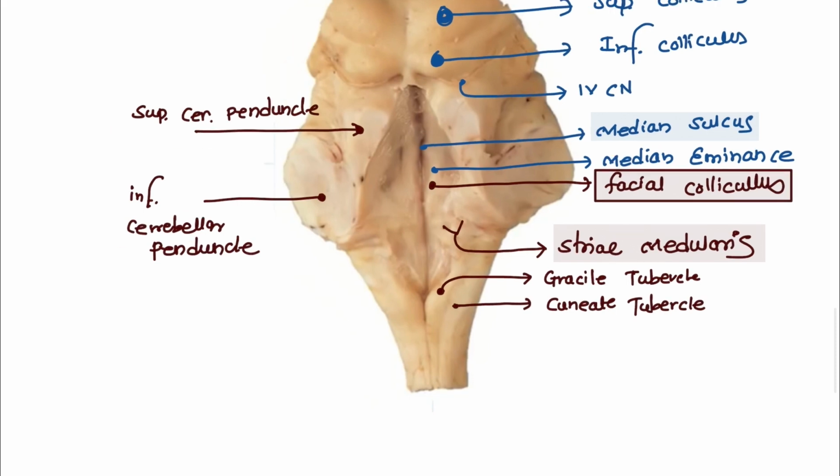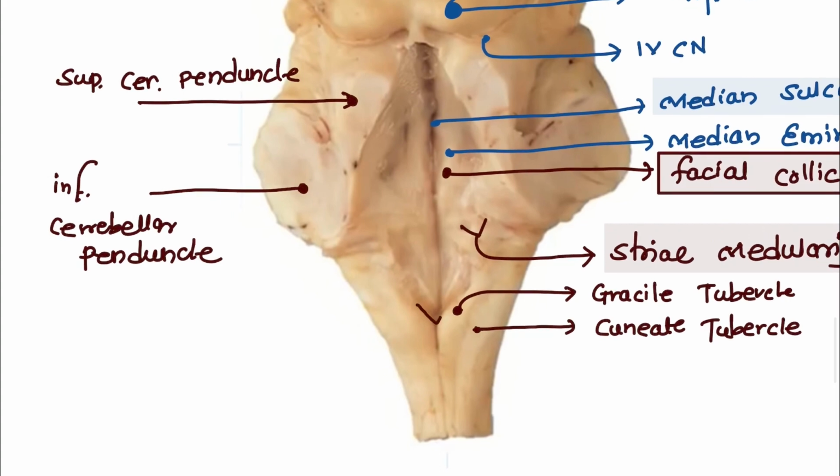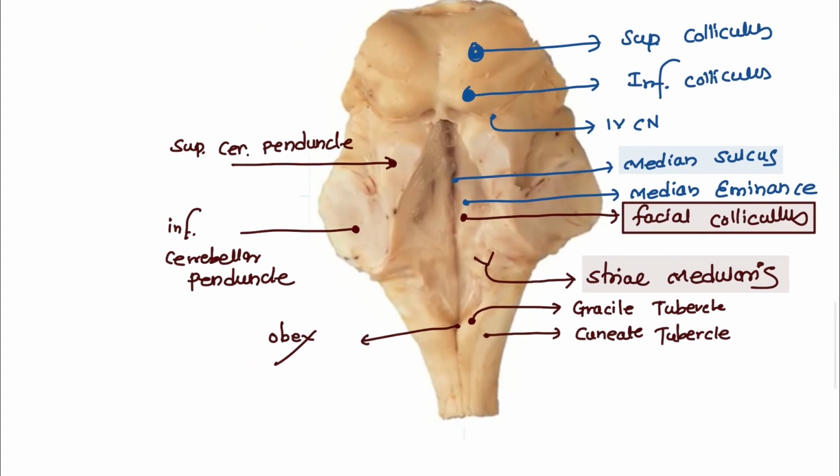Now the next structure, we can see at the lower end of the medulla, is a small point. It is the obex, a landmark located at the lower part of the medulla oblongata, where the fourth ventricle narrows. The obex serves as a landmark for identifying structures within the medulla and plays a role in the flow of cerebrospinal fluid. Understanding these structures in a cadaveric image of the brainstem is crucial for studying brain anatomy, neurological functions, and diagnosing conditions or injuries that may affect these regions.